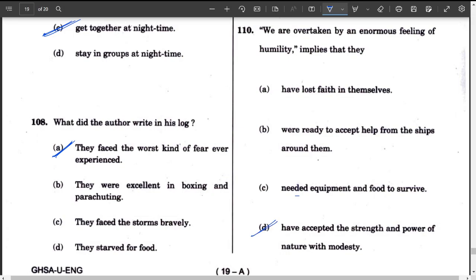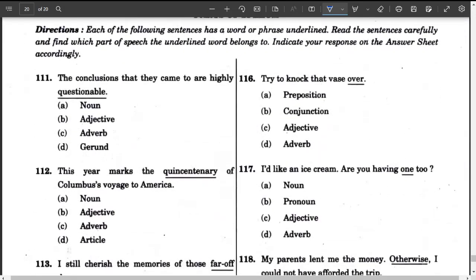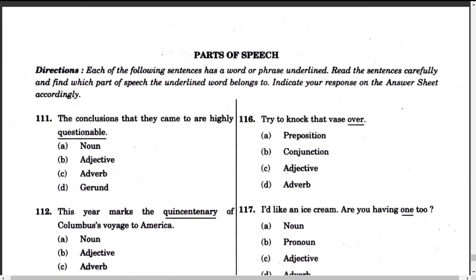What we can use here? The fourth one can be used. They understood the power of nature. Next, find out the parts of speech.